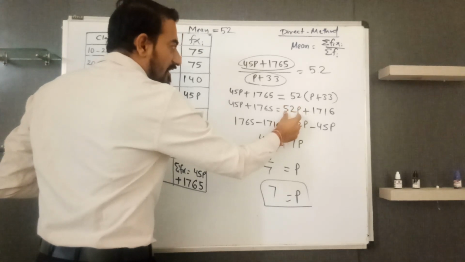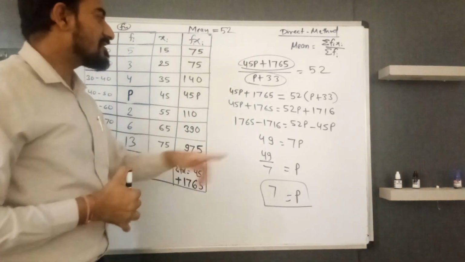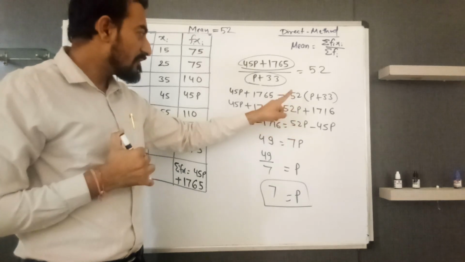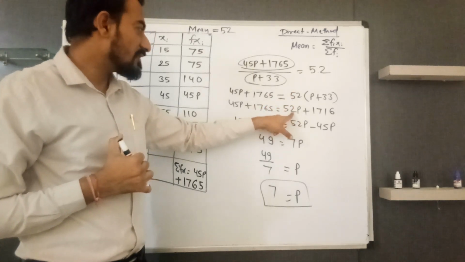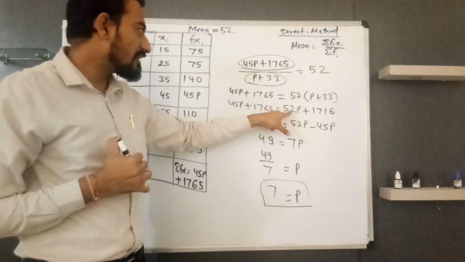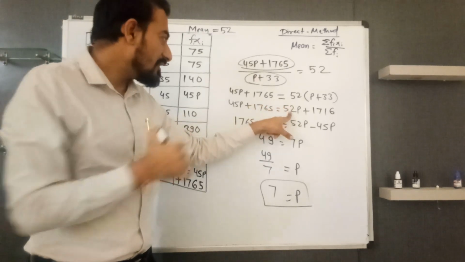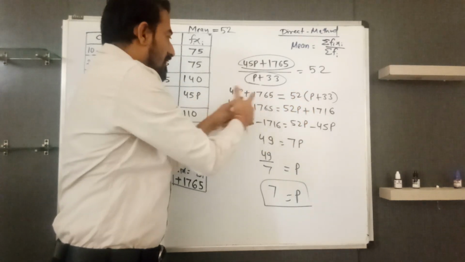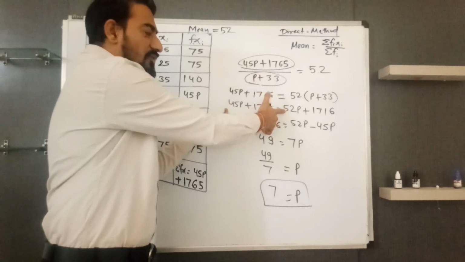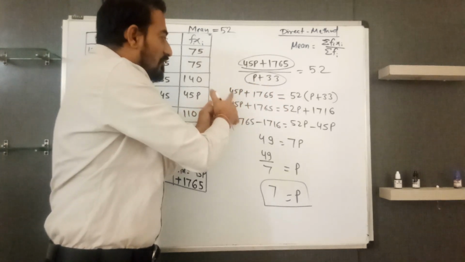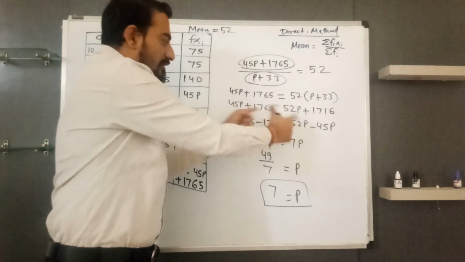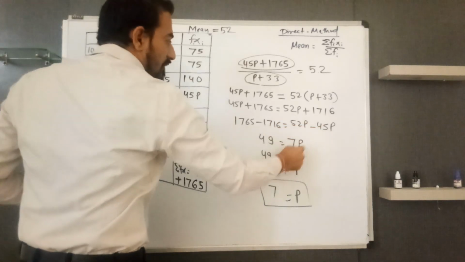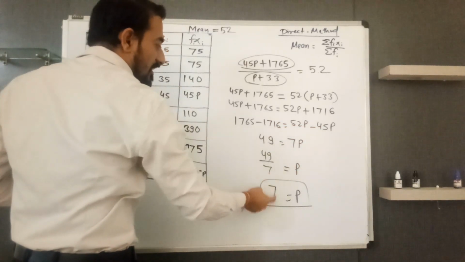So we can say this larger term will behave like a king. So this king will not move from here. It will stay in which side? Right hand side. So 52 times of P. 45 is less than 52. So this term will move to right hand side. Sign will be changed, minus. Then you know how to solve. 7 times of P. Then cross multiplication. P is 49 by 7.